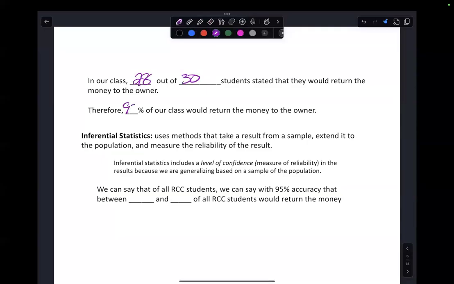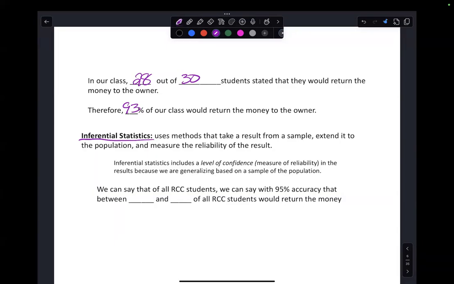I go in 93%. So now if I've decided to apply this to the entire college, I'm applying this to all RCC students, I would be using inferential statistics. So what this does is it takes the result of my sample and it extends it to the whole population. So when we do this, you have to give a margin of error. You've probably seen this in presidential polls and things like that. We need a margin of error.